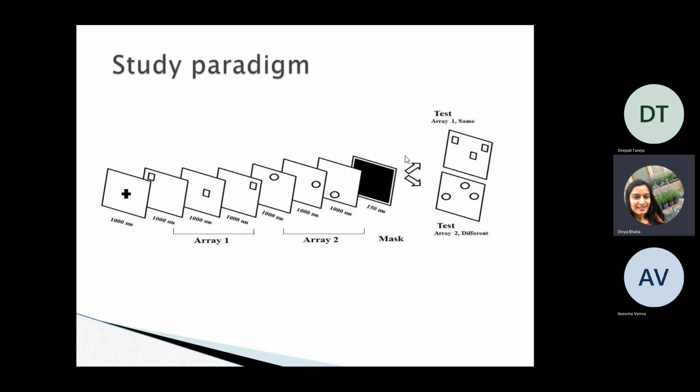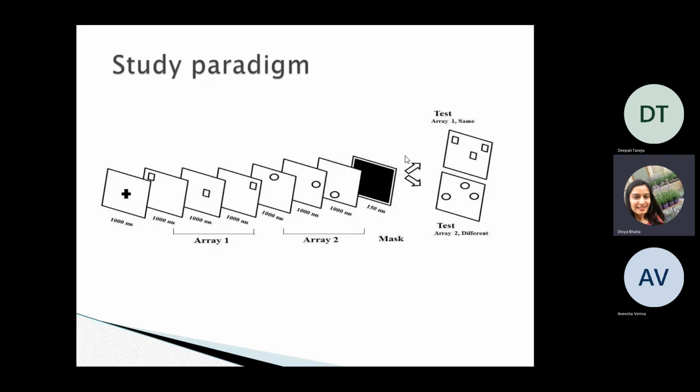Participants do not know whether this array or that array will be tested, and these arrays also differ in size. Sometimes we had 3 object arrays, sometimes 4 object arrays. We didn't use 5 because that doesn't fall within the limit of working memory, which is 7 plus or minus 2. So this falls well within the working memory limit.